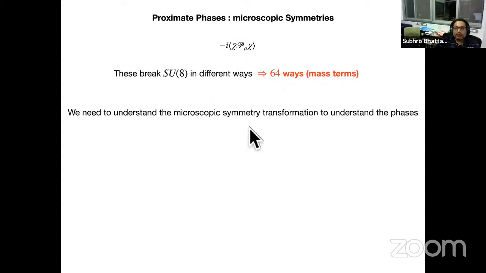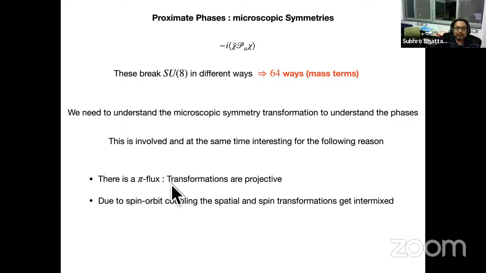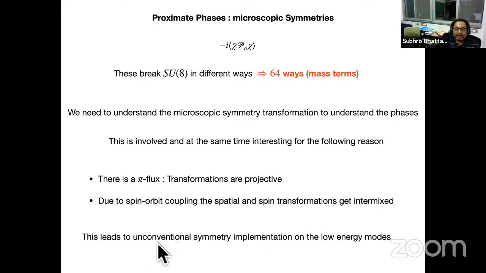What we need to do is to try and understand the microscopic symmetry transformations of these phases, to see what kind of symmetry they break, etc. This is involved and at the same time interesting for the following reason: we started out with a pi flux problem, so the symmetry transformations are projective, and due to spin orbit coupling, the spatial and the spin transformations get intermixed. This is what leads to the unconventional symmetry implementation on the low energy modes.